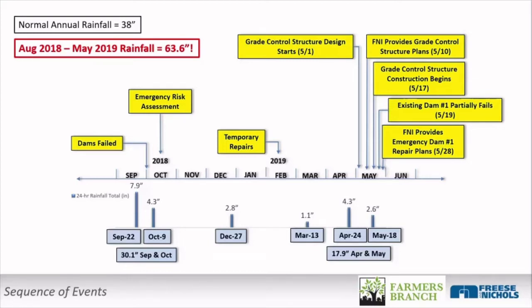So after this occurrence, we had to put on hold the construction of the grade control structure, and switch gears to designing another emergency solution that would prevent this dam number 1 from a complete failure at this other location upstream. So with this, I'm going to stop and turn it over to Scott, who's going to continue the story and give you more details about the design and construction of the emergency solutions. So Scott, it's all yours.